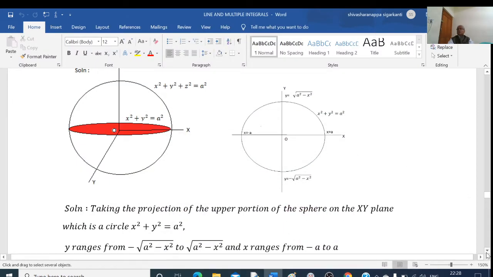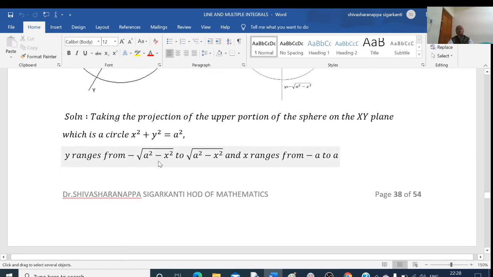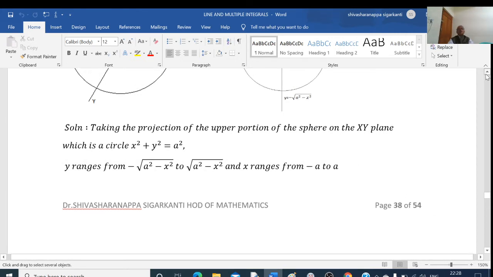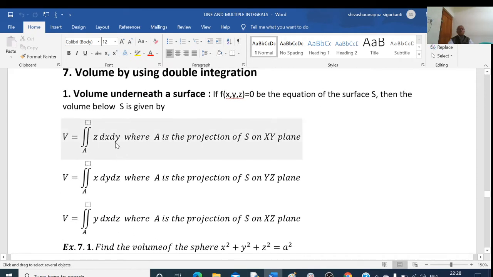So here y ranges from minus root of a square minus x square to plus root of a square minus x square, and x ranges from minus a to plus a. And we take the first formula. The formula to find the volume by double integration, taking the projection on the xy plane, is: the double integral of z into dx into dy.